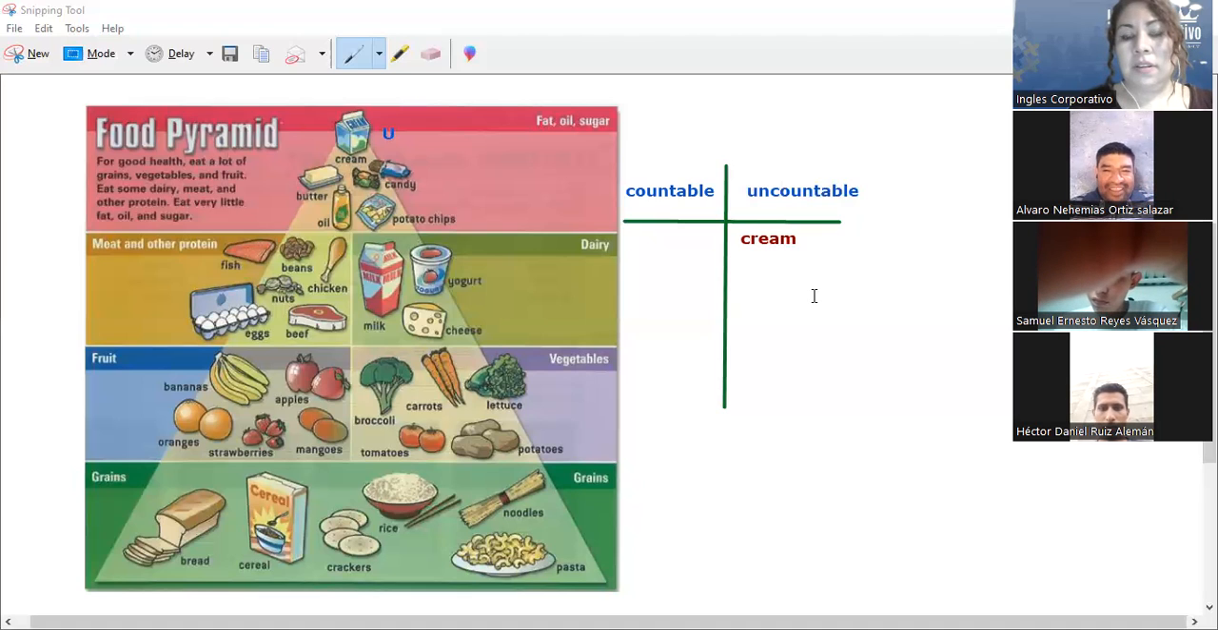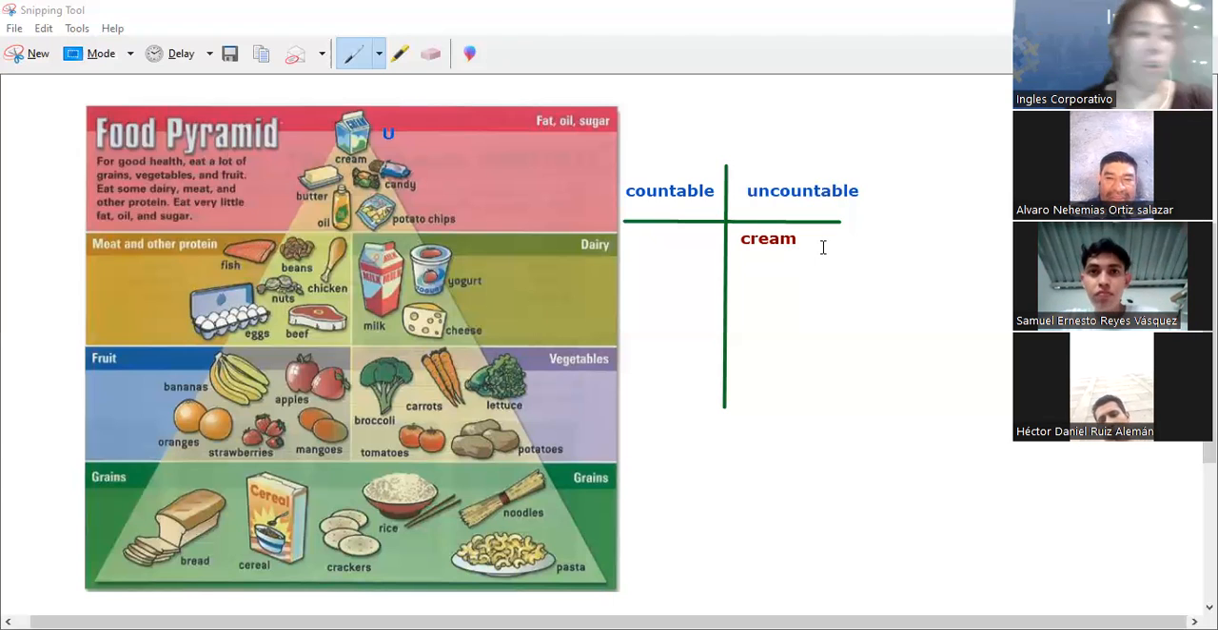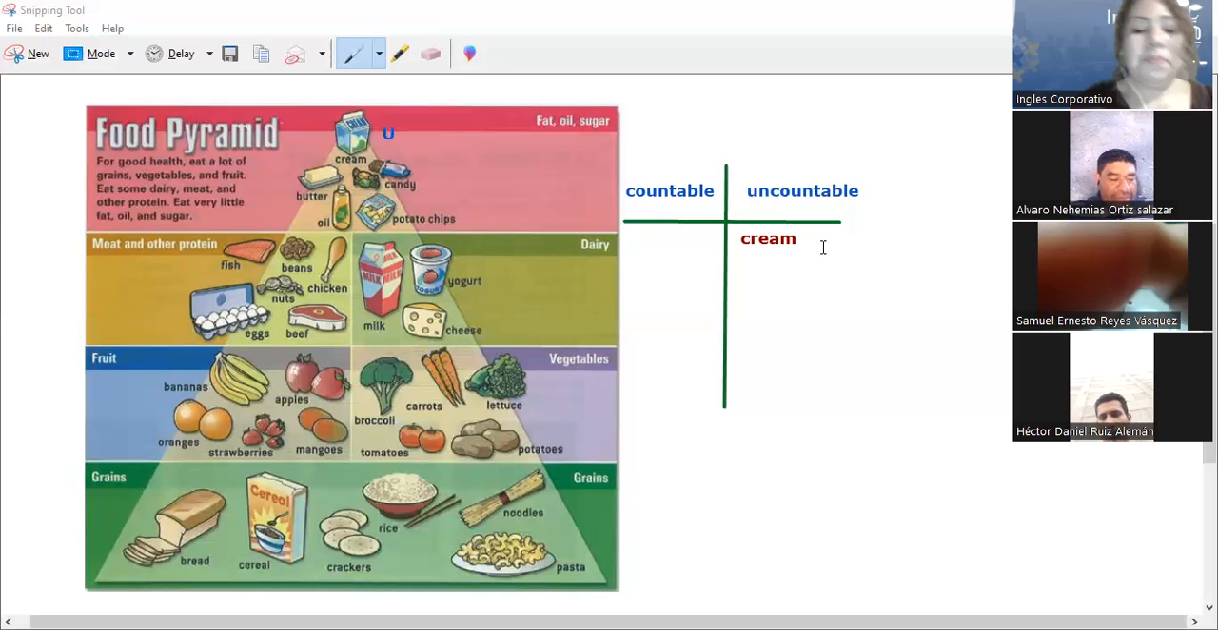Que se puede contar por unidad. Is it possible? No. So you put, it's uncountable. So you're categorizing, classifying. You understand? Alvaro, do you understand? Está clasificando the food. Cream, candy, potato chips, oil, butter, fish, beans, chicken, nuts, eggs, beef. Todo lo que aparece ahí. Countable or non-countable? Do you understand? It's okay?